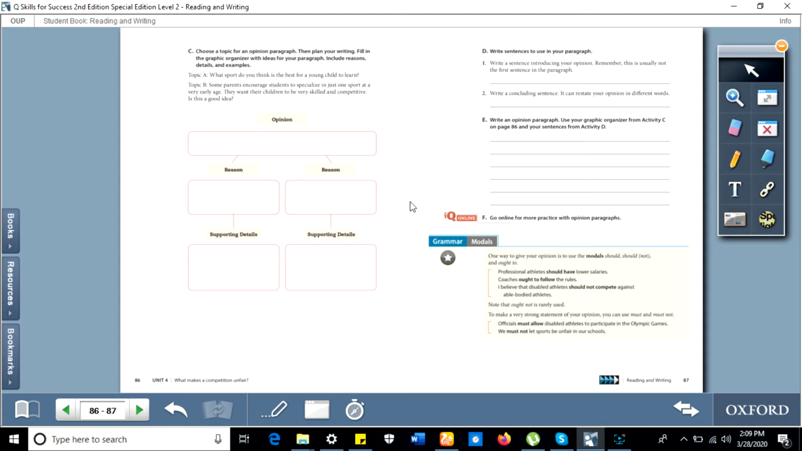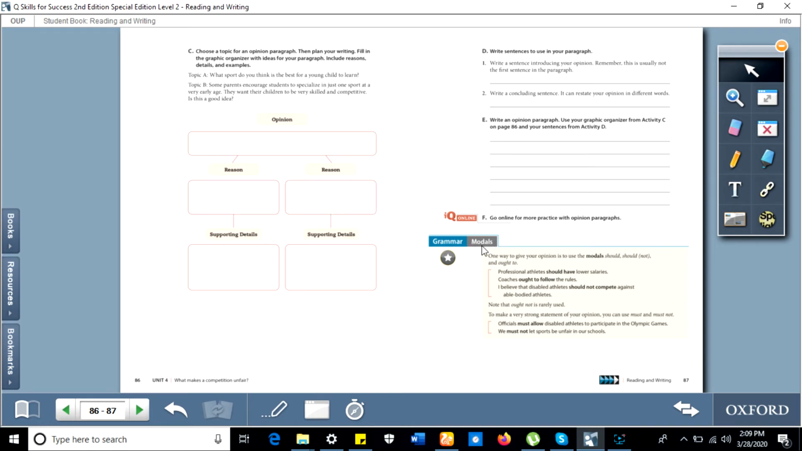And so on and so forth, like this here. Now here you have to write the complete paragraph with your opinion, reasons, and supporting details, right? So that's how you have to do it.